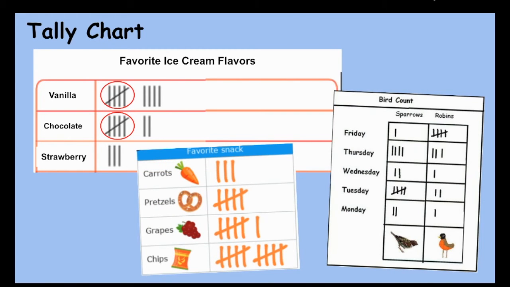Tally charts can sometimes look different, but they all have a title at the top. So this one says favorite ice cream flavors, this one says favorite snack, and this one is about bird count. They also have different choices or categories, right? So this one has vanilla, chocolate, strawberry, Friday, Thursday, Wednesday, Tuesday, Monday, carrots, pretzels, grapes, chips. And then, of course, we have the tally marks, or the number of votes that each category received.